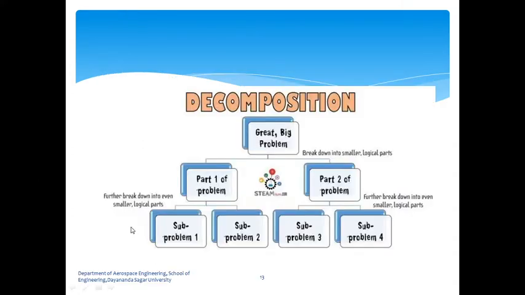Here I have shown pictorially what the decomposition is. This is the big problem. When you look at the big problem and want to start the solution, you feel that it's very, very tough to get it. So what we need to do is divide that into sub problems. Okay, part one of the problem, part two of the problem.